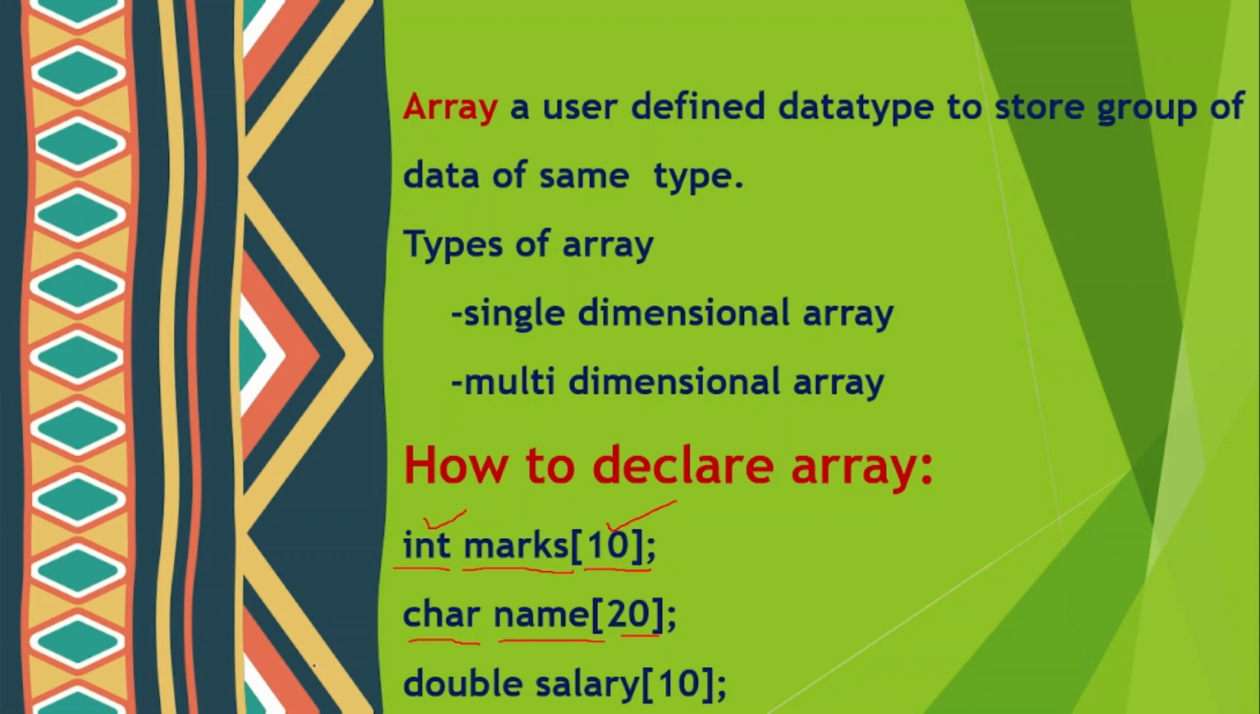Then the third one is double type. Its name is salary, size is 10. Means now this salary array is able to store 10 salary values, right? So these all are of type single dimensional array.